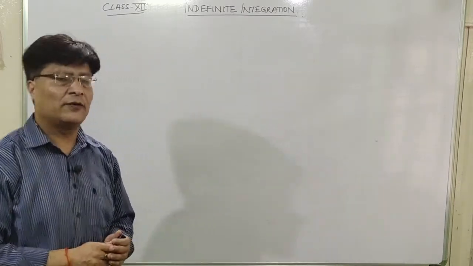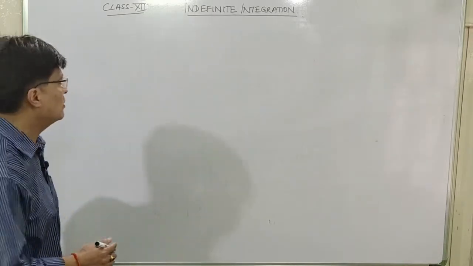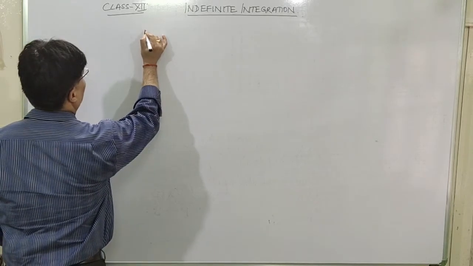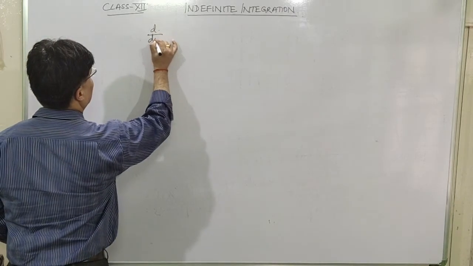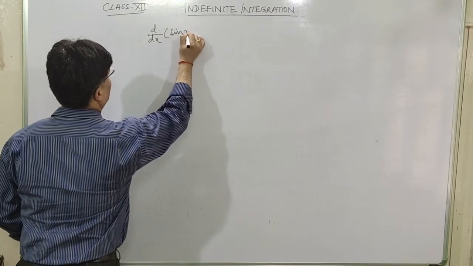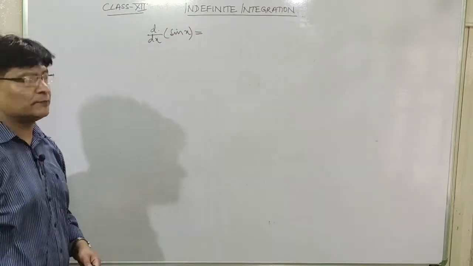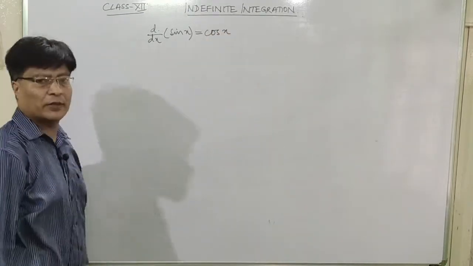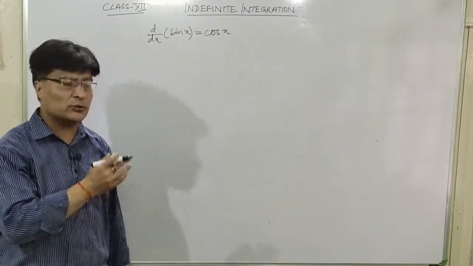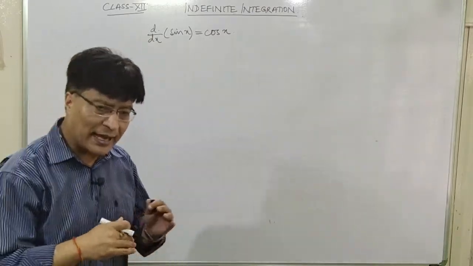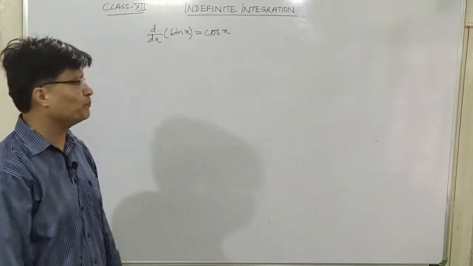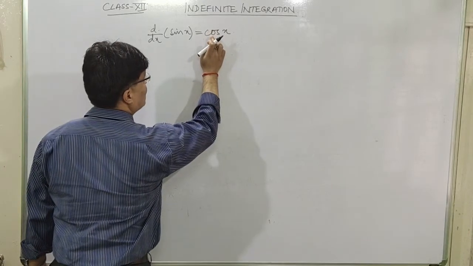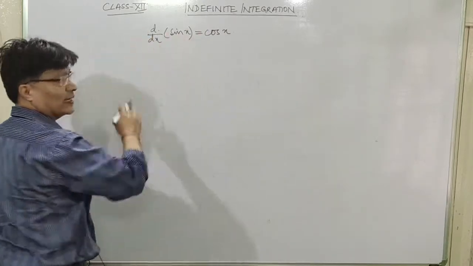So let us start from differentiation first. Let us take an example. Suppose we have, you know that d by dx of sin x is equal to, you know this formula, isn't it? So d by dx of sin x is equal to cos x. You know that the differentiation of sin x with respect to x is cos x. Now how do we say this in reverse? What is the integration of cos x with respect to x, that is sin x.